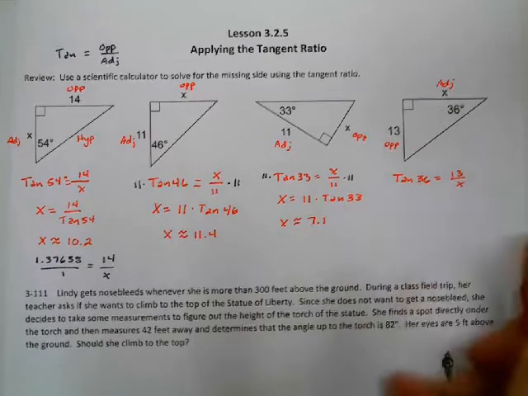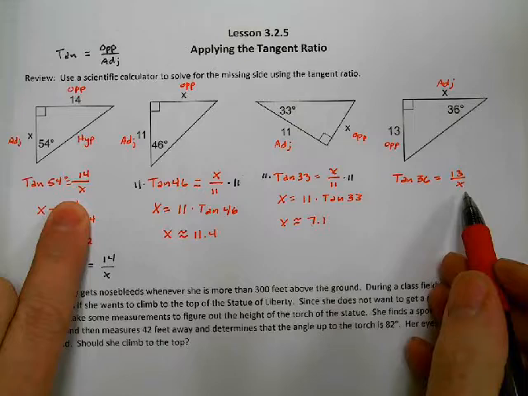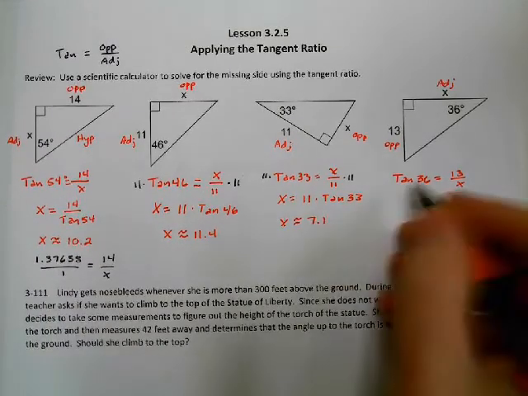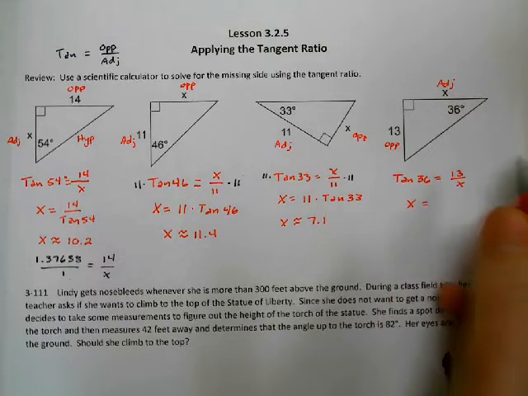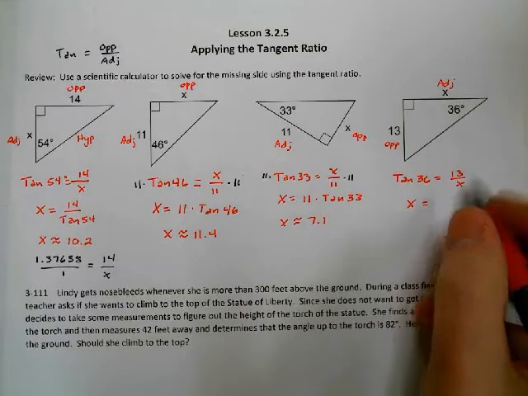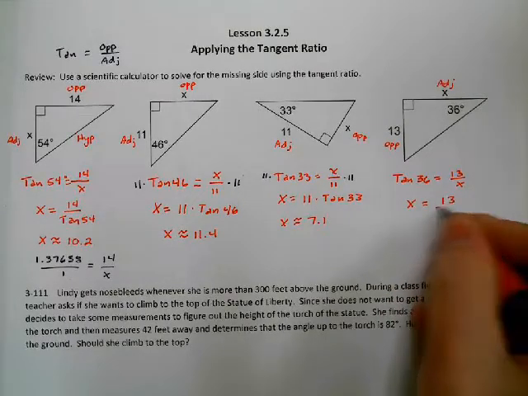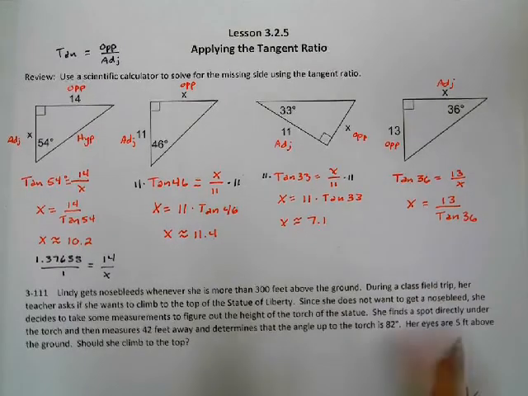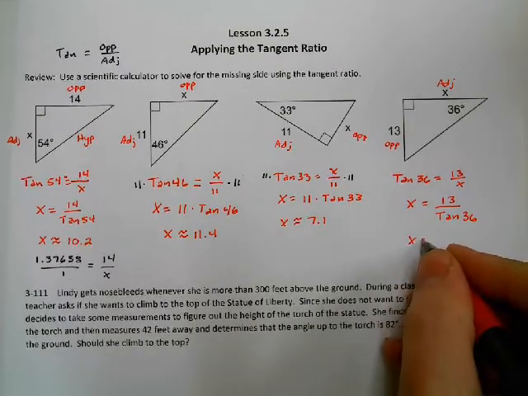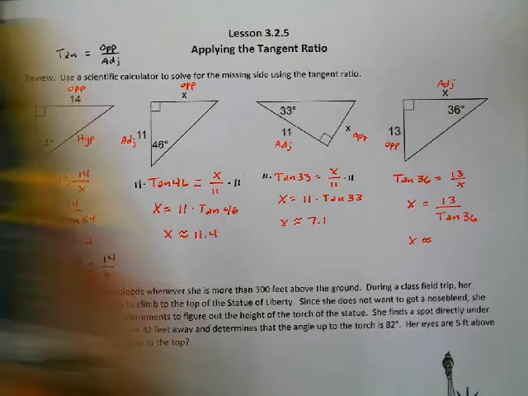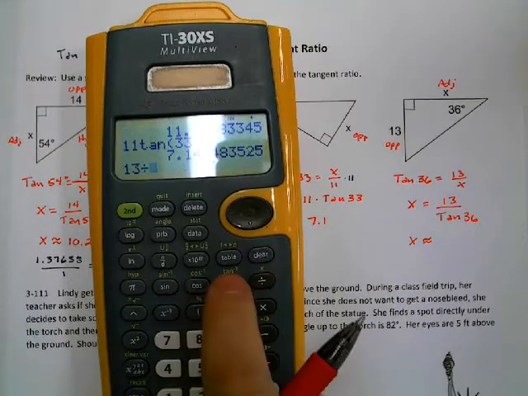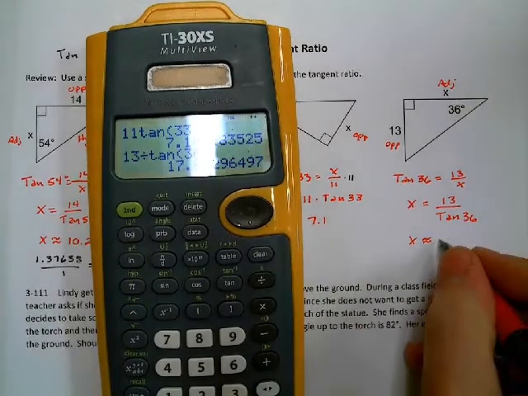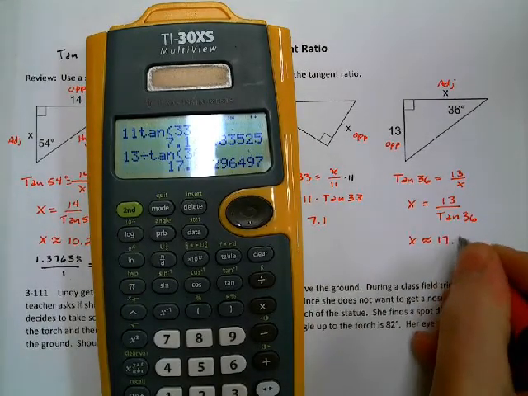is equal to 13 opposite over x, the adjacent. Okay, so this one is similar to the first one, where the x is in the denominator, so we can exchange the extremes on that one. So we can do x equals, or is it exchanging the means? I can't remember. Anyways, x equals 13 over tangent 36. All right, so we'll plug that into our calculator, and it's going to be approximately 13 divided by tangent 36, 17.9. Rounded to 17.9.